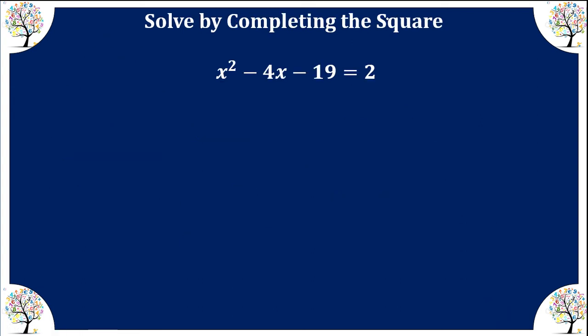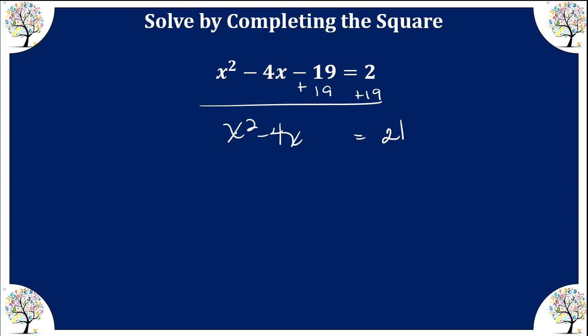Okay, completing the square. So completing the square is the opposite of factoring, because if you have the constant on the left, you have to move it. So I'm going to add 19 first. So we have x squared minus 4x equals 21. Now, the next step is to ask, is our a value 1? And it is. If it's not, we would factor it out.